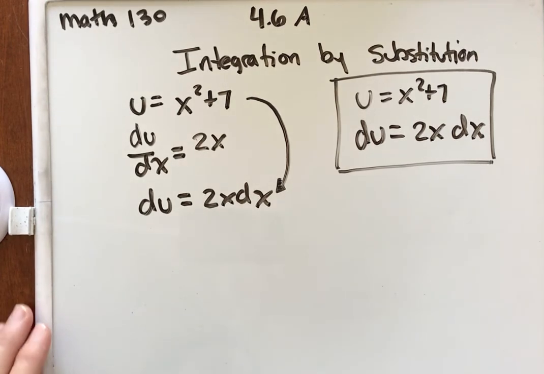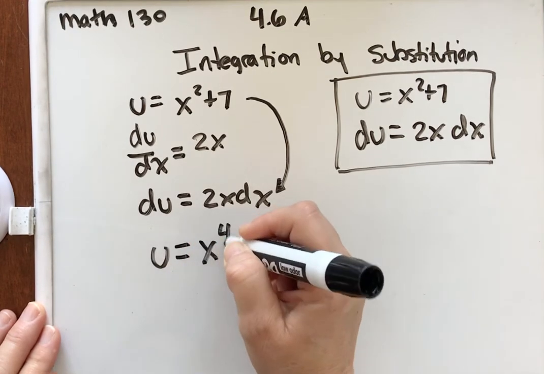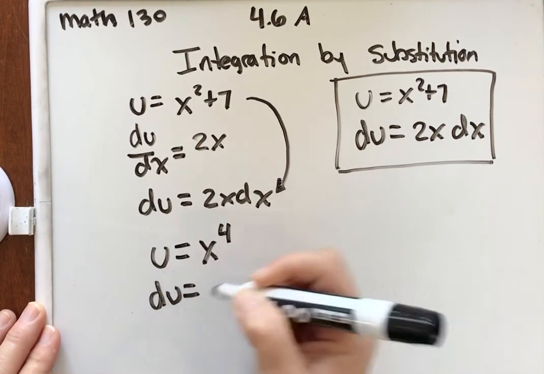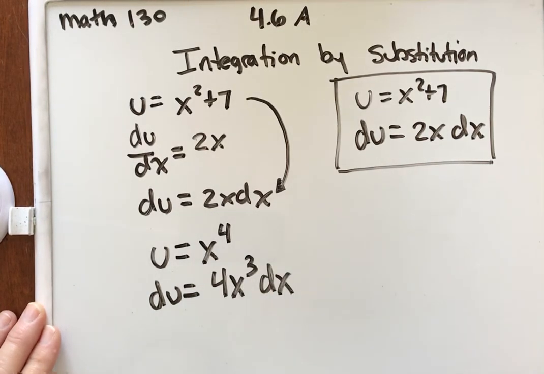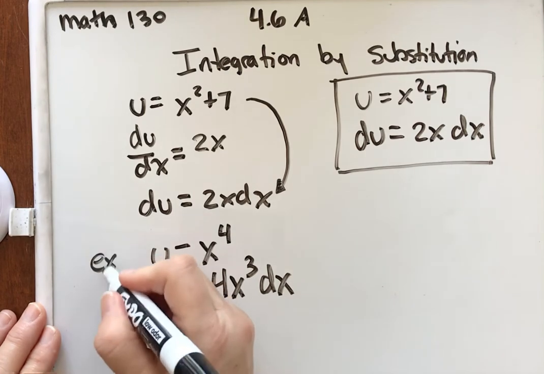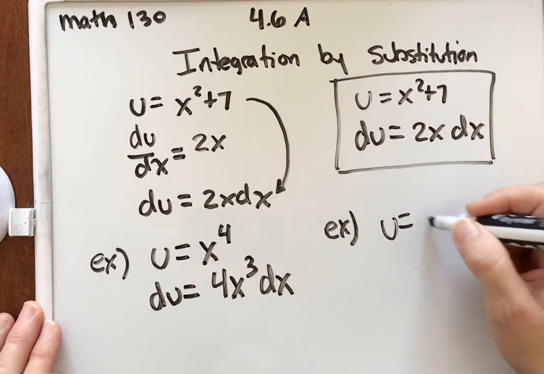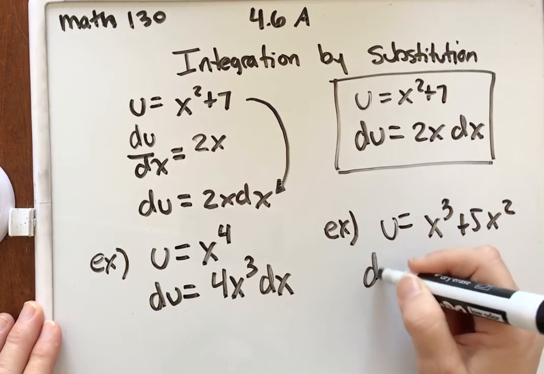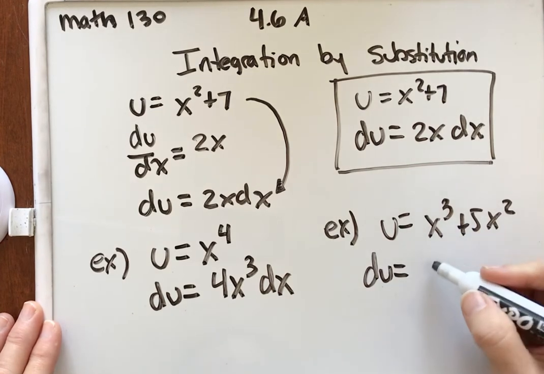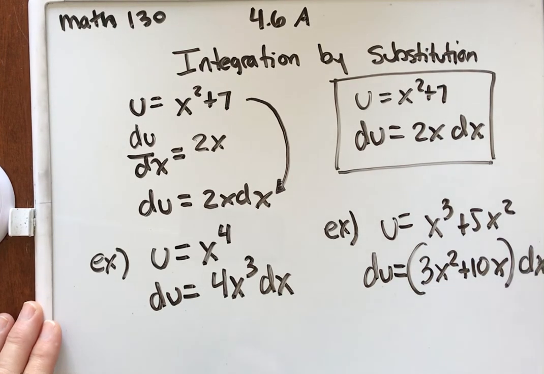So let's do a couple examples of that. If we let u equal x to the fourth, then du, we take the derivative, 4x cubed, and we attach our dx. Okay, so that's one example. Let's do another example. If u equals x cubed plus 5x squared, then du, you take the derivative, is 3x squared plus 10x all times dx.